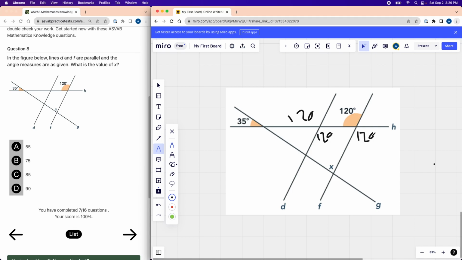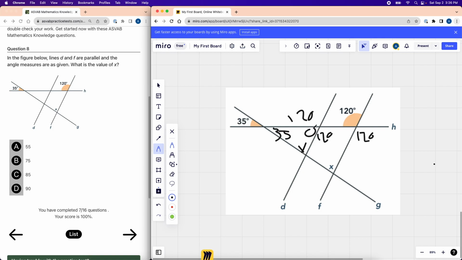Let's see. So let's just keep on going. If this angle here is 35, then I know that this angle here is also going to be 35. That's how that helps us. Because now I have this angle here, and we should again realize that D and F are parallel. So if this angle is x, then this angle is also x. So I'm going to write an x there.